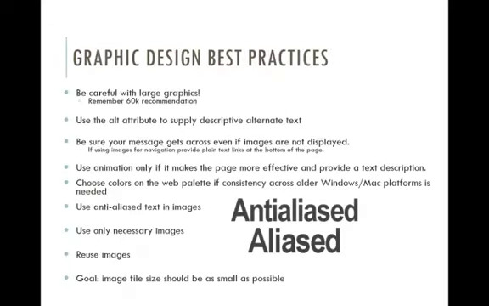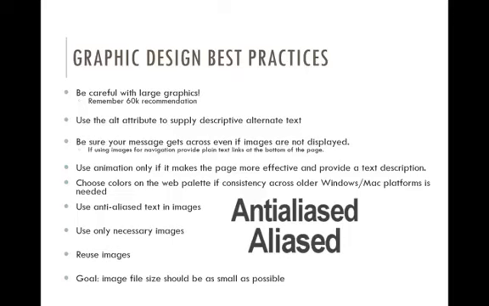When we're using graphics, we want to make sure that we're following a few best practices, such as making sure that there's nothing more than 60K. Use the Alt attribute. Make sure your message gets across even if the image is not displayed through that Alt attribute. Only use animation if it makes the page more effective and provides a text description. And choose colors on the web palette for consistency.